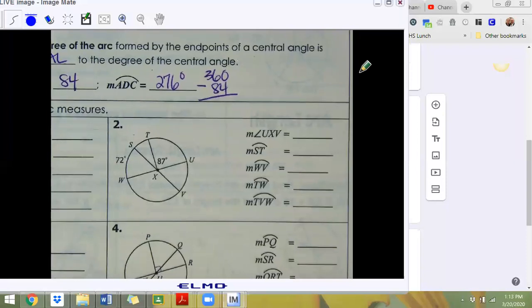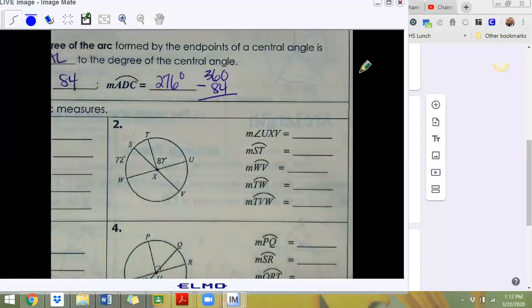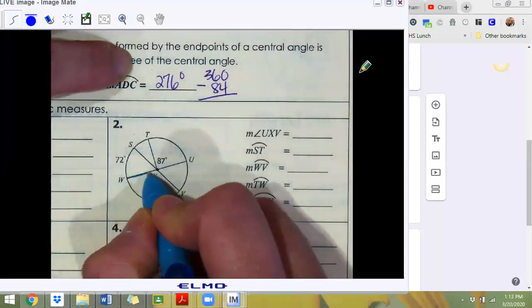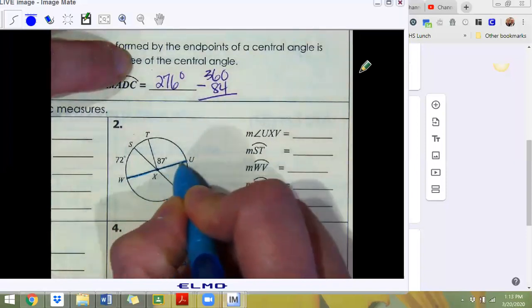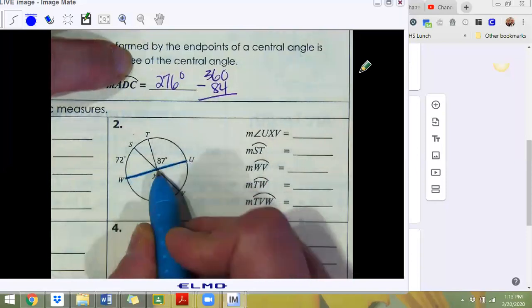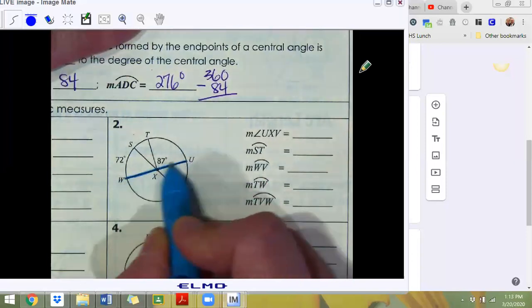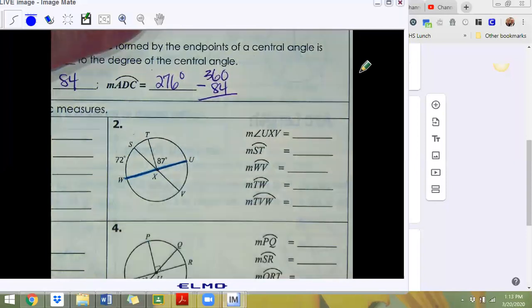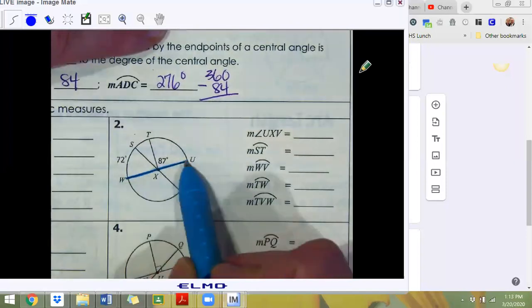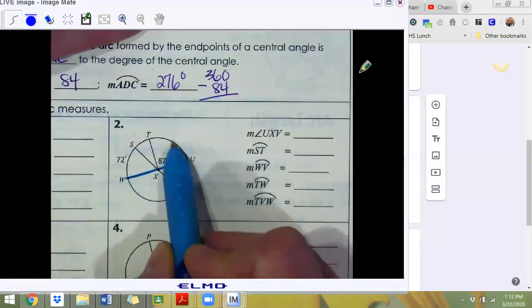Okay, kids. The first thing that I like doing in these diagrams is paying attention to diameters. Diameters are going to give you a lot of information. WU is a diameter because it goes through the center and is a chord that goes from side to side. So that is a diameter. If this is a diameter, that means this is a semicircle.